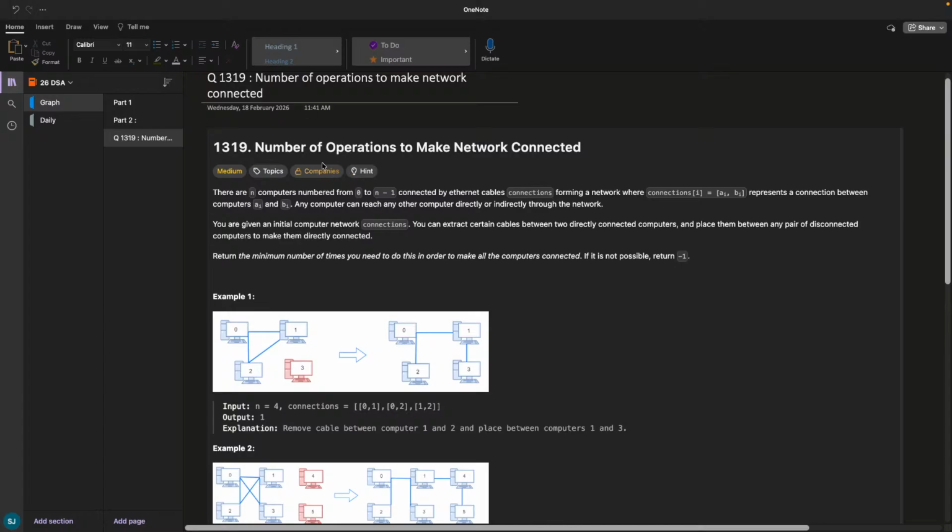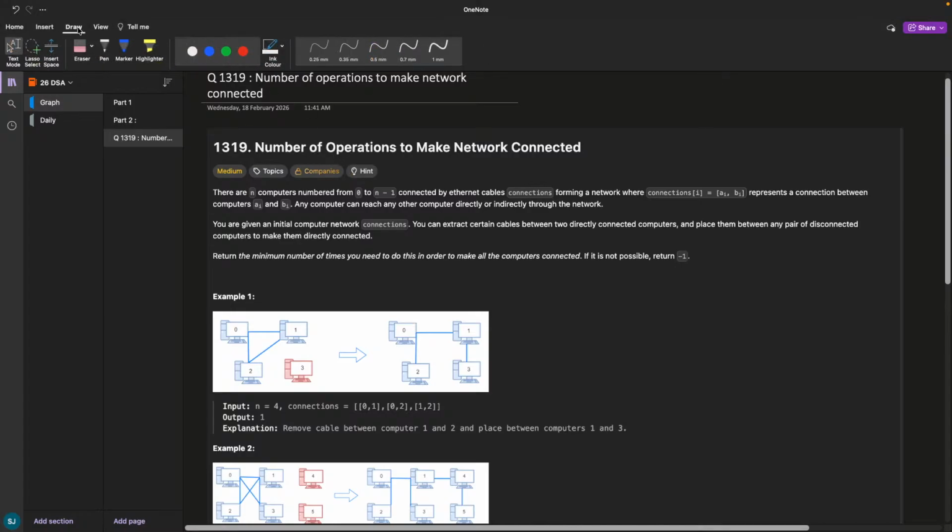Right, coming to this. So this is Number of Operations to Make Network Connected. Okay, so it's a medium. Now there are n computers numbered from 0 to n minus 1, connected by ethernet cable connections, forming a network where connections[i] equals a_i, b_i represents a connection between computers a_i and b_i. Any computer can reach any other computer directly or indirectly through the network.